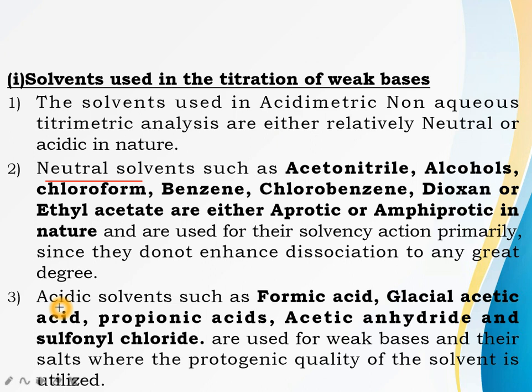These are the solvents used in the titration of weak bases, or acidimetry, in non-aqueous titrimetric analysis. So your weak base sample is ready and your solvent is ready. The sample weak base will be dissolved in this solvent, so everything in the conical flask or beaker is ready. Now we have to know what the titrant is, that is, the solution that is taken in the burette for the titration.